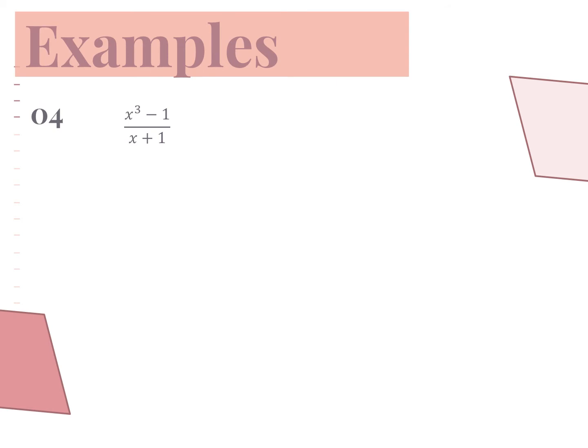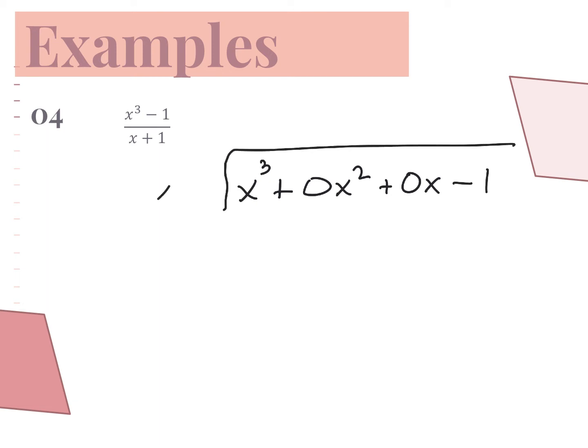So I'm going to start by putting my information in my division box. So I'm going to be adding in the x cubed first. I don't have an x squared term, so I'm holding the place with 0x squared. I don't have an x term. I have to hold that place as well. And then lastly, I have the minus 1. So you need to take into consideration and have a spot for every single exponent. And now I can divide it by the x plus 1.